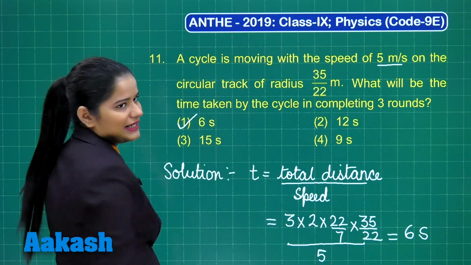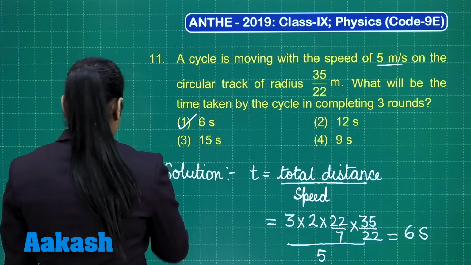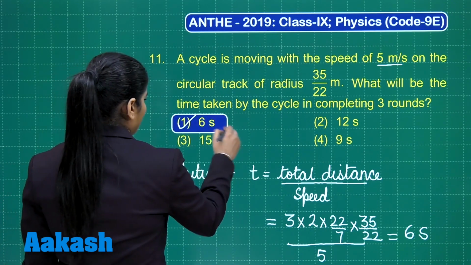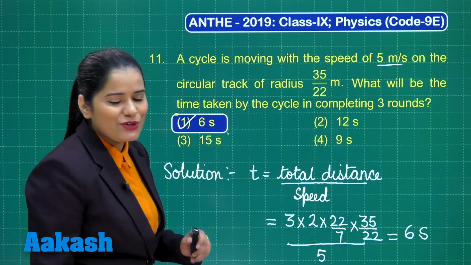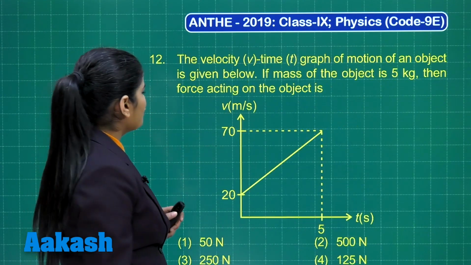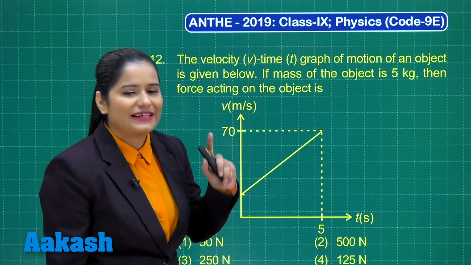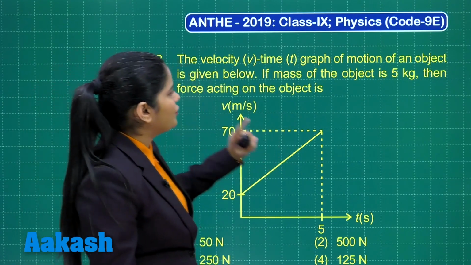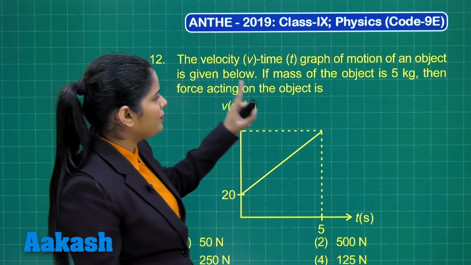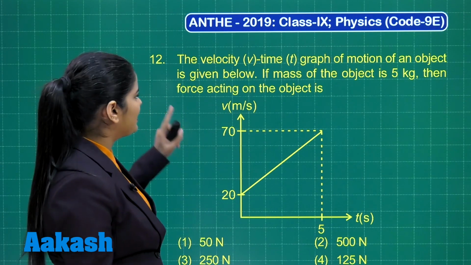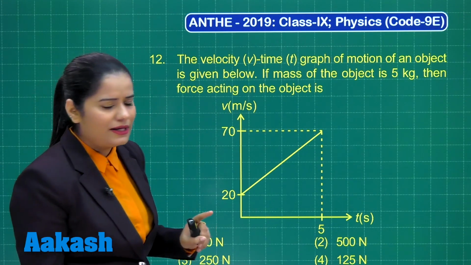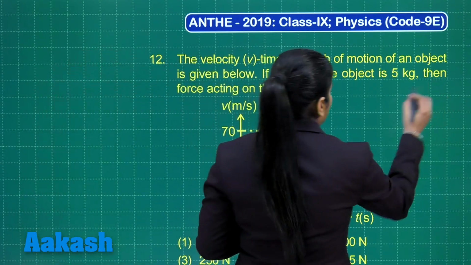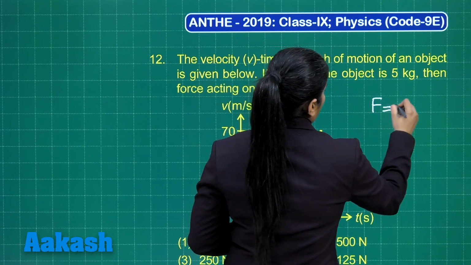So which option is the correct option? That's option number 1. Let me just put this into the box. So this is the correct option for this question. Moving on to the discussion for the next question, which is again a simple question. The velocity time graph of the motion of an object is given below. If the mass of the object is 5 kg, then the force acting on the object is what? What is force? That is the product of the mass into acceleration.